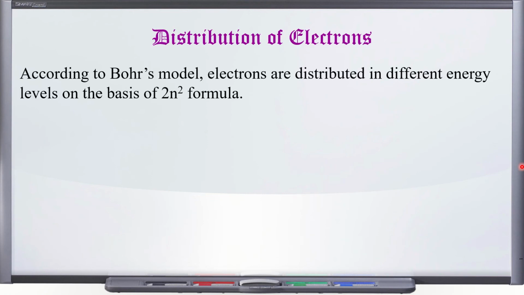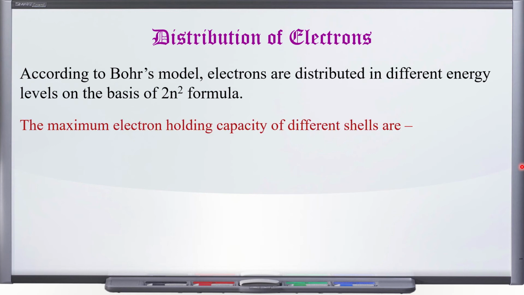According to Bohr's model, electrons are distributed in different energy levels on the basis of the 2n square formula. Electrons are distributed not only in one shell but in different shells, where each shell has a maximum electron holding capability. This electron holding capability is calculated by using the 2n square formula. Here n is the shell number.